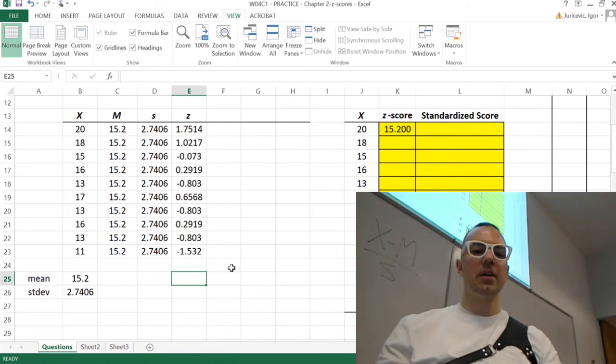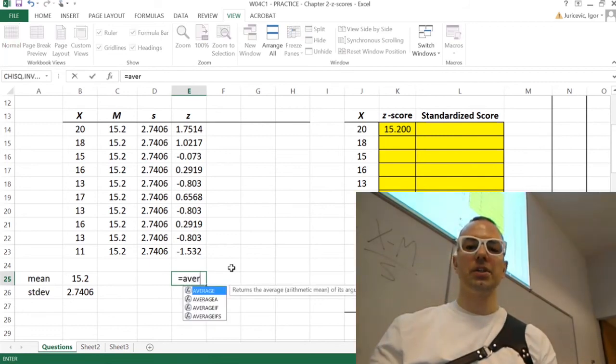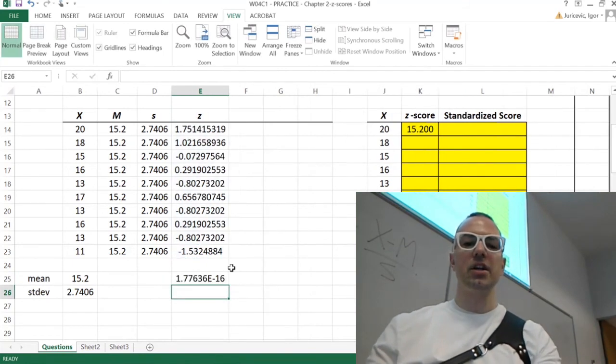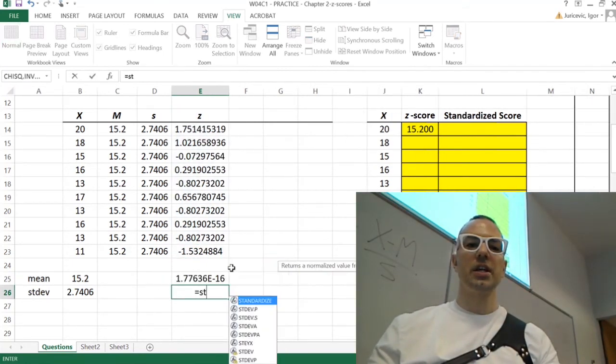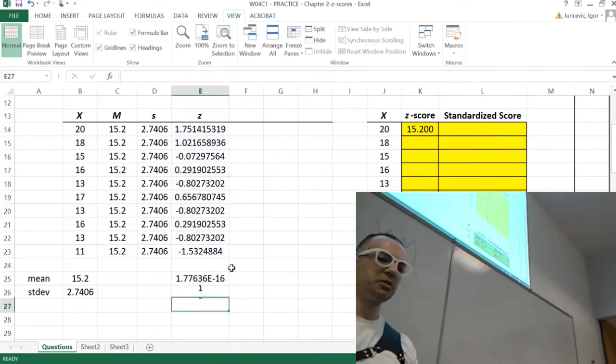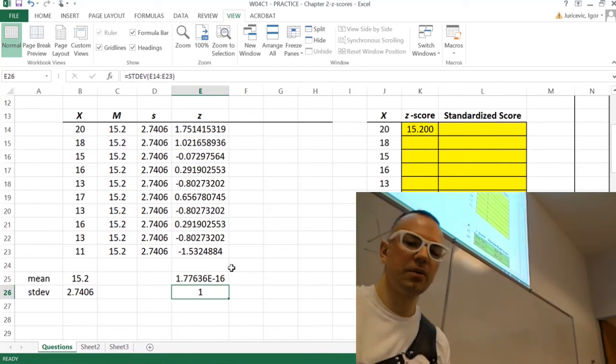So we can just very quickly calculate the average of the z-scores we just calculated, and we can very quickly calculate the standard deviation of the z-scores we just calculated. And the standard deviation, that's the easiest one to explain. I'll explain that first. The standard deviation is equal to 1. That's exactly what we want, right? We wanted a standard deviation of 1. That gives us confidence that we did this correctly.